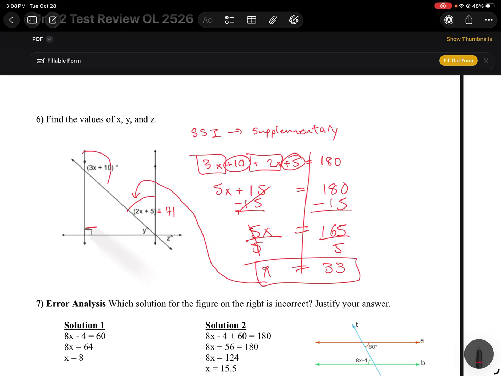And then this right angle and this angle are same side interior angles. So this entire angle should add up to 90, meaning if this much is 71, then this much must be 19. And then y and z are vertical angles. So y and z are both 19.